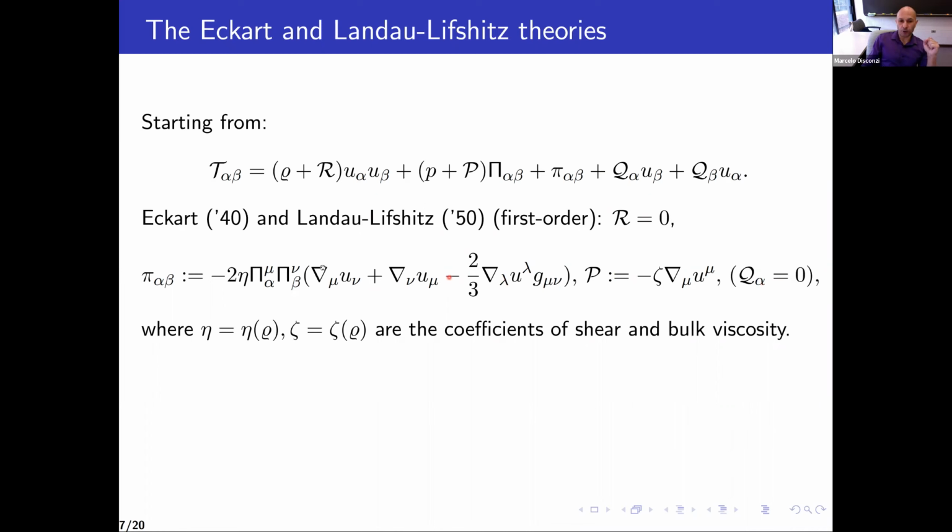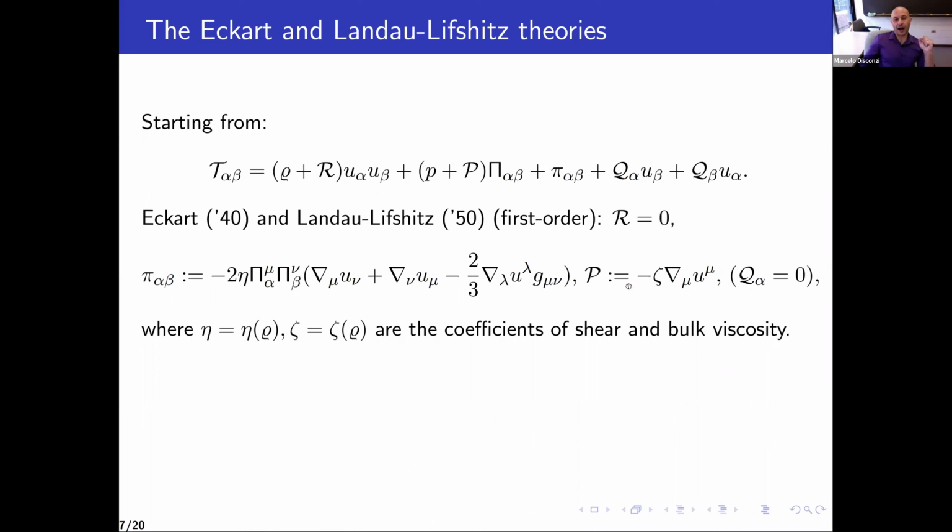The only thing that I want to point out in these expressions is that there are two coefficients that appear, eta and zeta. These coefficients are going to be functions of the density, and they are the coefficients of shear and bulk viscosity. So again, this is similar to classical Navier-Stokes equations where you have shear and bulk viscosity. And here, for simplicity, just to save space on the slide, I'm setting the heat flux to 0.